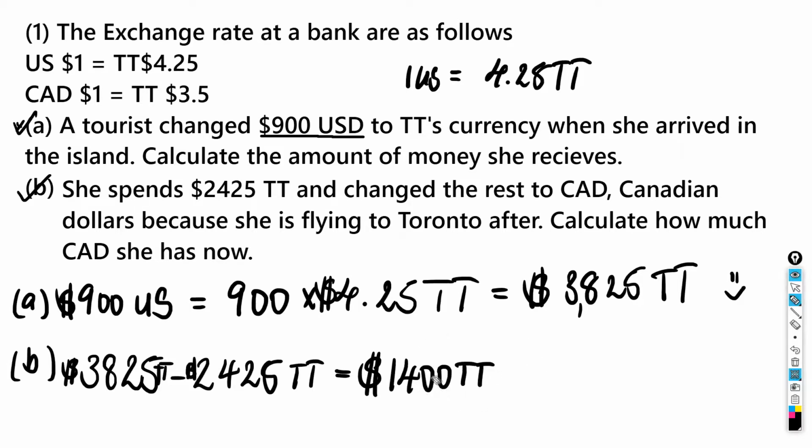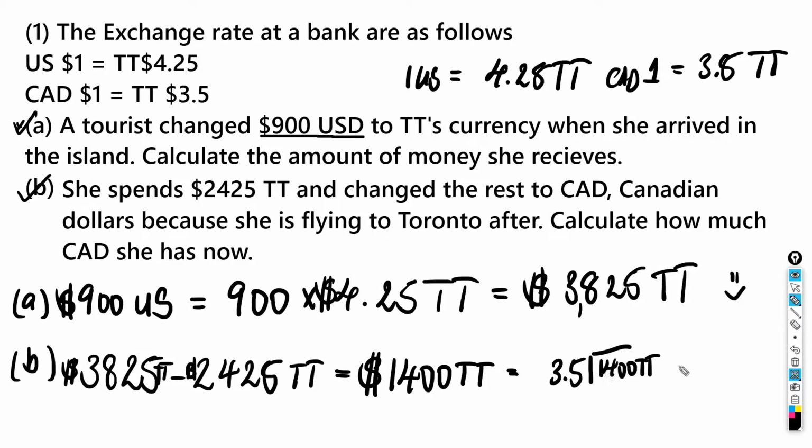Now she changed this to Canadian dollars because she's leaving to go to Toronto after. Cool. And we know that 1 Canadian dollar is equal to 3.5 TT, right? 1 CAD is equal to 3.5 TT. So in order to find how many Canadian dollars she has now, we have to divide 1,400 TT by 3.5, right? So we're just going to put that in our calculator, and when we divide, we get 400 Canadian dollars, okay?